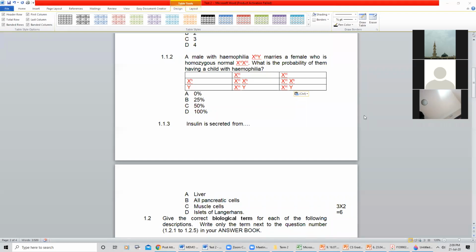So here we can see that the correct gland from where it's secreted is the islets of Langerhans cells within the pancreas. So D is the most correct answer.